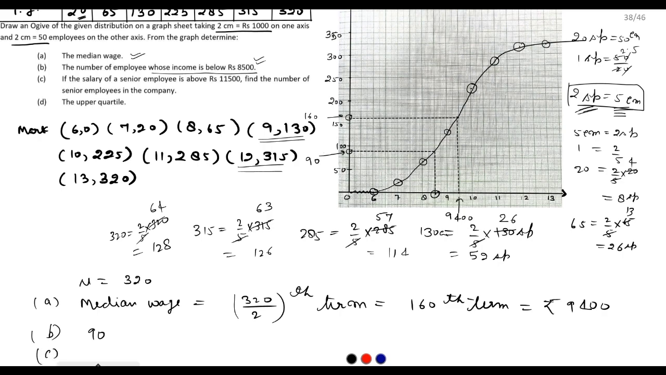Next, we have to calculate if the salary of a senior employee is above 11,500 means 11.5. Find the number of senior employees in the company. 11.5 is this point.